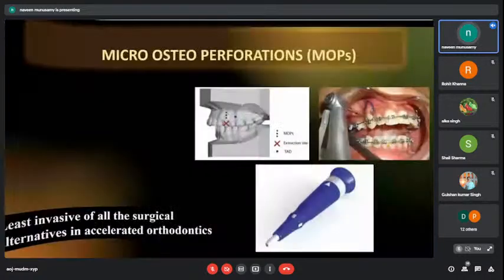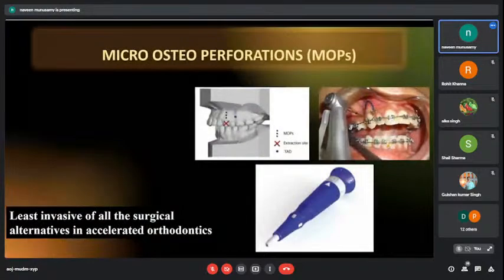So microosteoperforations, there are many devices available. The most commonly available commercial device is the Propel. Propel is slightly expensive. Besides Propel, many of the published researches have used a simple TAD, a temporary anchorage device, for puncturing the bone. Because in microosteoperforation we just perforate the cortical bone. The perforation is done to a depth of 2 to 3 millimeters, and the diameter of the perforation is 1.5 millimeters. So it is the least invasive of the surgical methods. That's why it is also the most popular method.